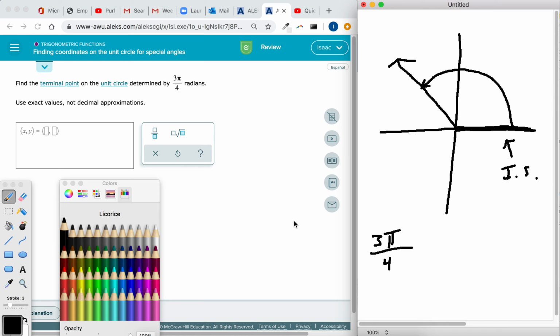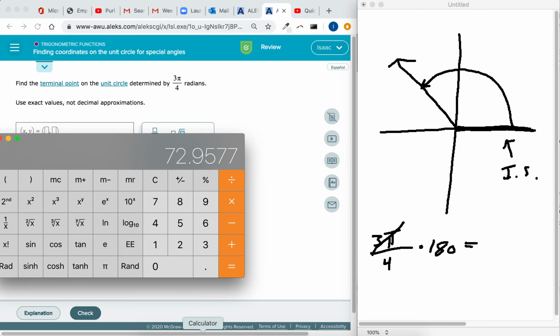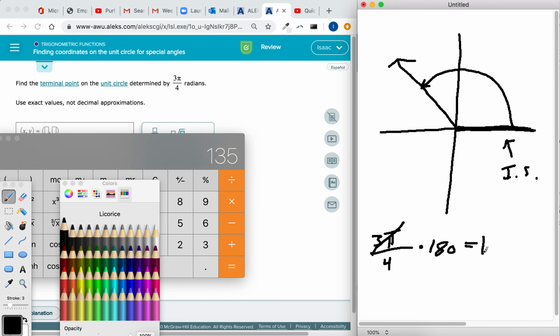But here's another reason why we know 3/4 pi has to go there. You can convert it to degrees. If you haven't practiced that very much, the quick trick to convert from radians to degrees is to cut the pi out, then multiply by 180. If you do that with a calculator, 3 times 180 divided by 4, that's 135 degrees. So this angle here is 135 degrees.